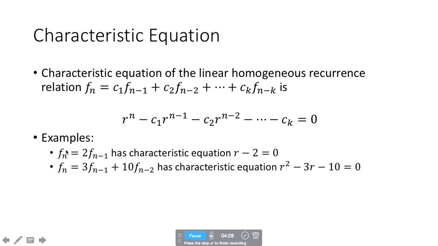Now let's say an example. If your recurrence relation is Fn equals 2 Fn minus 1, then its characteristic equation is r minus 2 equals 0, because this is first order, so your equation is linear. For Fn equals 3 Fn minus 1 plus 10 Fn minus 2, the characteristic equation is r squared minus 3r minus 10 equals 0. So we first understand this key concept, the characteristic equation.